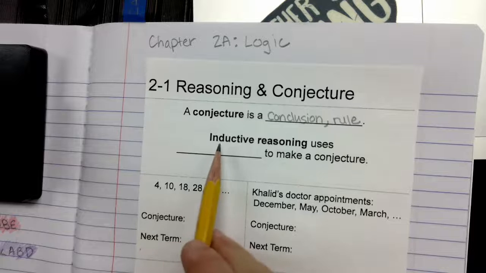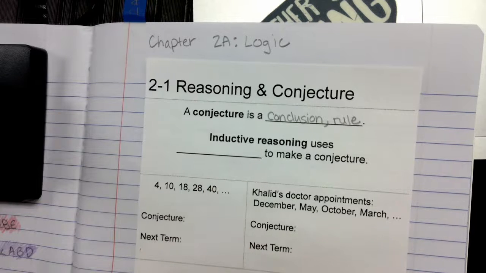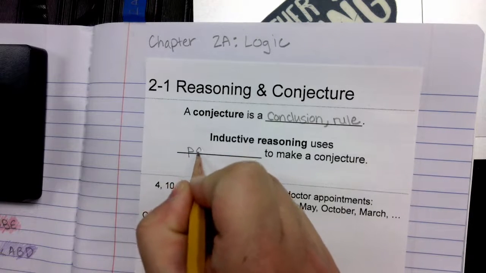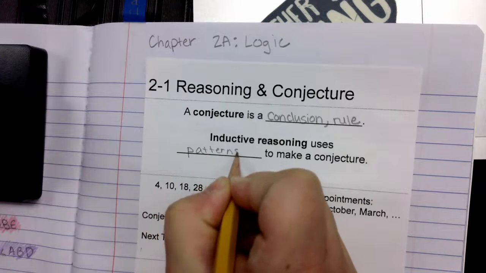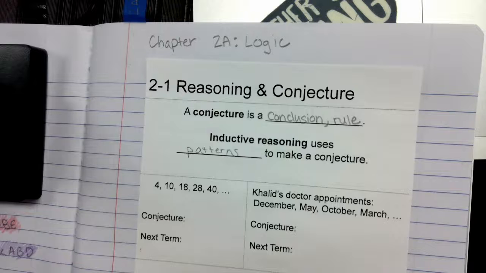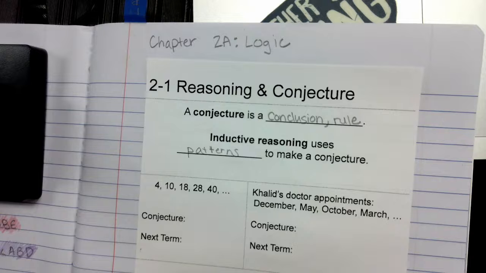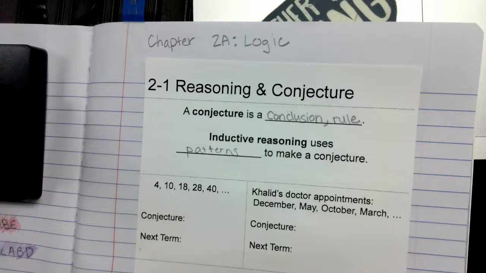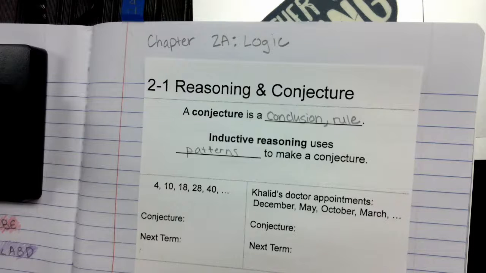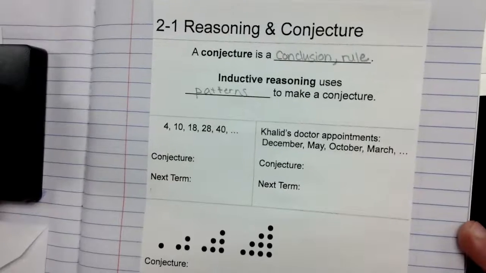Alright, inductive reasoning. We're going to learn 2 types of reasoning this chapter. We're not going to learn the second type of reasoning until later on. But this first one is inductive. So inductive reasoning uses patterns to make our conjectures, to make our rules. We're just going to use patterns, or based on what we have, or what we are given. Alright, so we have 3 examples we're going to do in this first part of the notes.